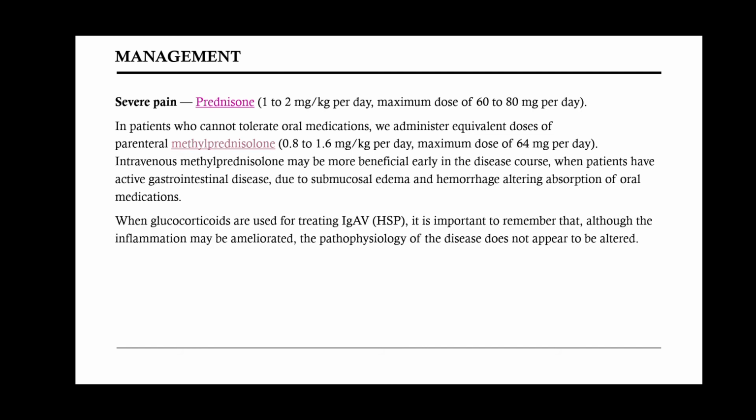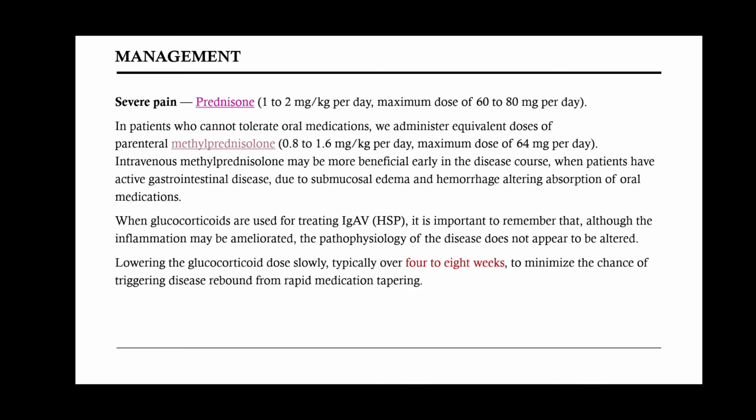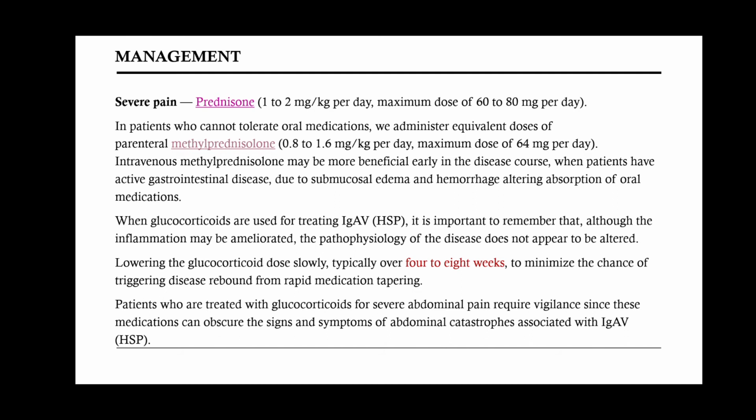When glucocorticoids are used for treating IgA vasculitis (HSP), it is important to remember that although the inflammation may be ameliorated, the pathophysiology of the disease does not appear to be altered. Glucocorticoid dose must be lowered slowly, typically over 4 to 8 weeks, to minimize the chance of triggering disease rebound from rapid medication tapering. Patients who are treated with glucocorticoids for severe abdominal pain require vigilance, since these medications can obscure the signs and symptoms of abdominal catastrophes associated with IgA vasculitis (HSP).